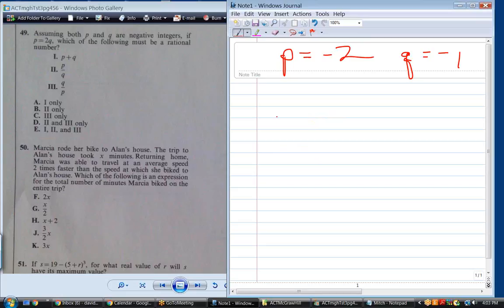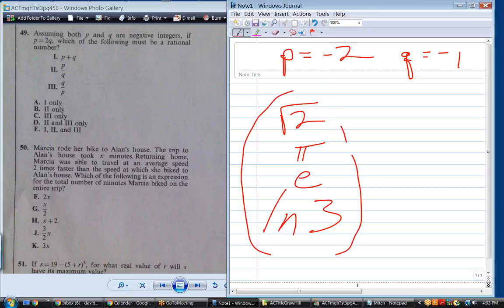What's not rational? Square root of 2, pi, e, natural log of 3, numbers like that. There is no way to express those as a fraction. In other words, if a decimal, you say, well, I can write that as 1.41 and go, how come I can't make that a fraction? Because the decimal goes on forever without repeating. So what fraction would you make it?